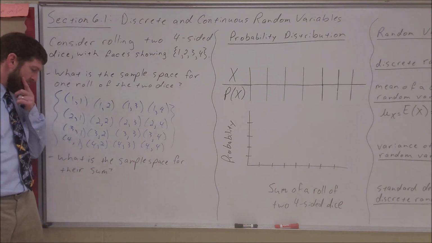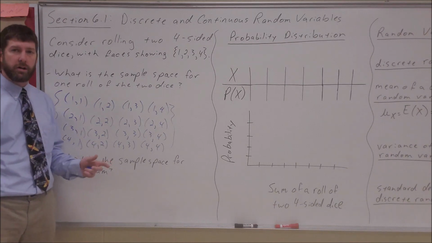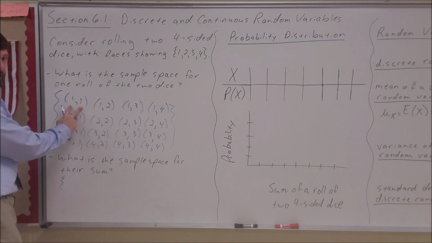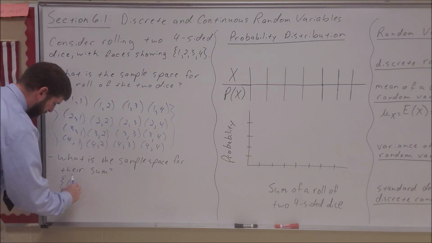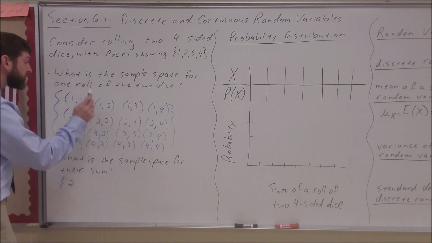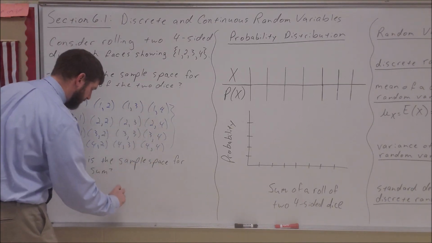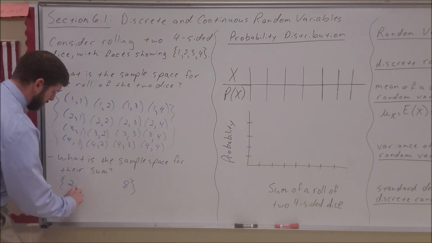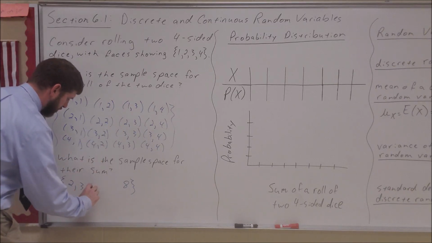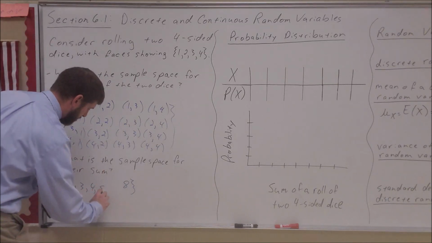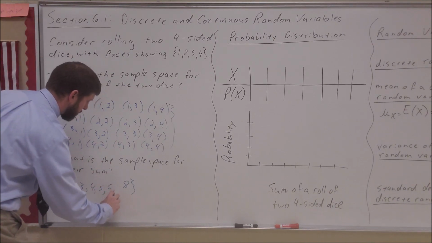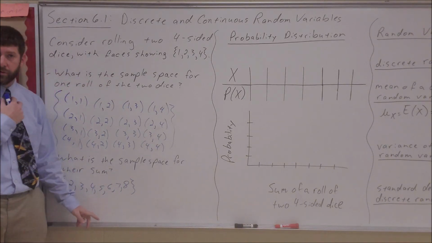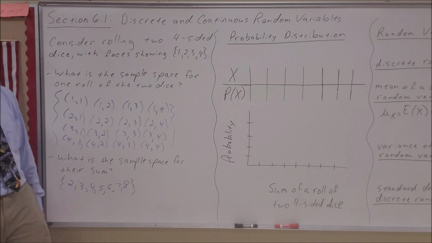What we're really interested in is the second part. What's the sample space for their sum? What are the possible sums that I could get? So if we're going through and looking, the smallest I can have is 2. 1 plus 1 is 2. And then the largest I could possibly have would be the 4 plus 4. That would be 8. And I should be able to hit everything in between because there's a 3, here's a 4, here's a 5, we've got a 6, and then we've got a 7. So those are all of our possible outcomes for the sum, every number from 2 to 8.